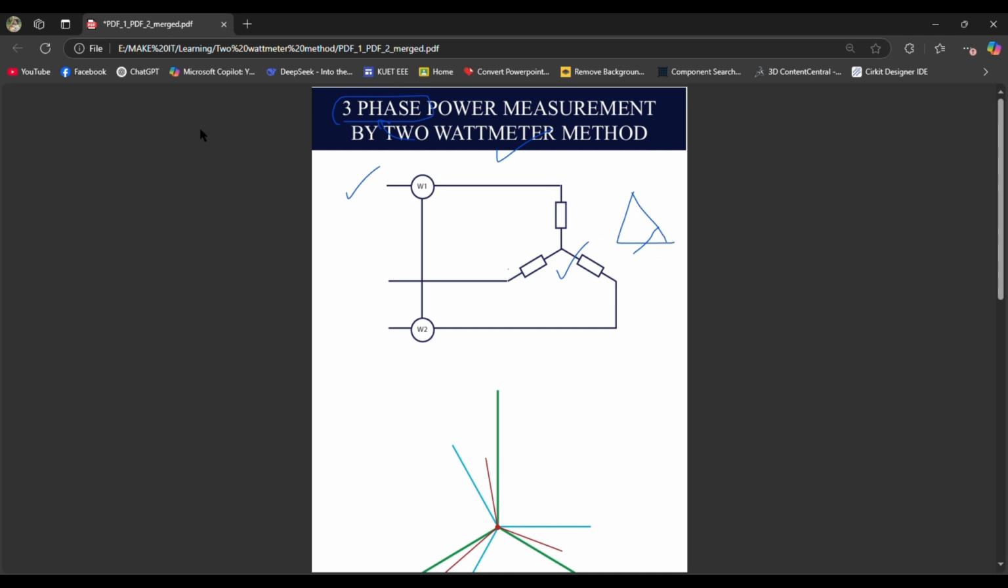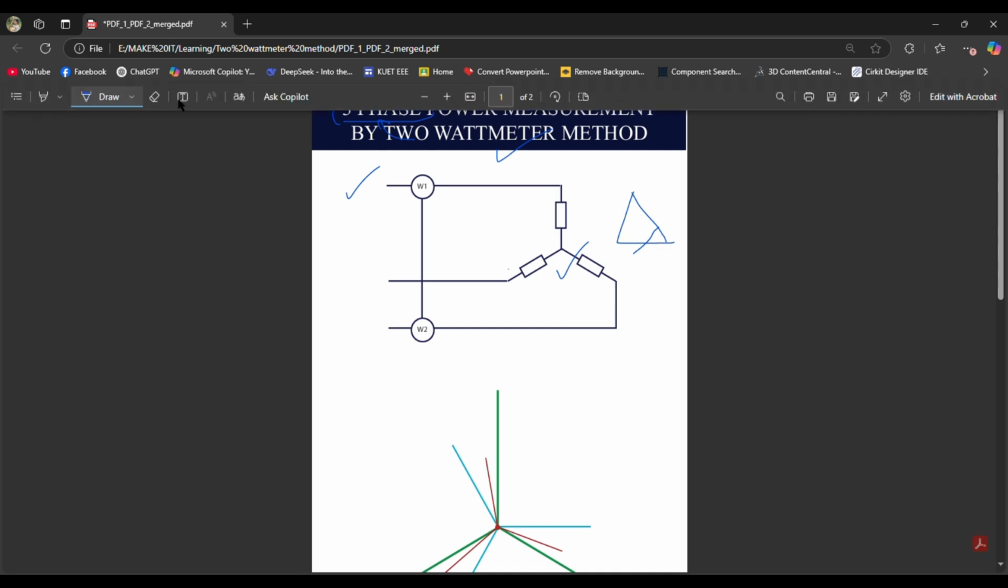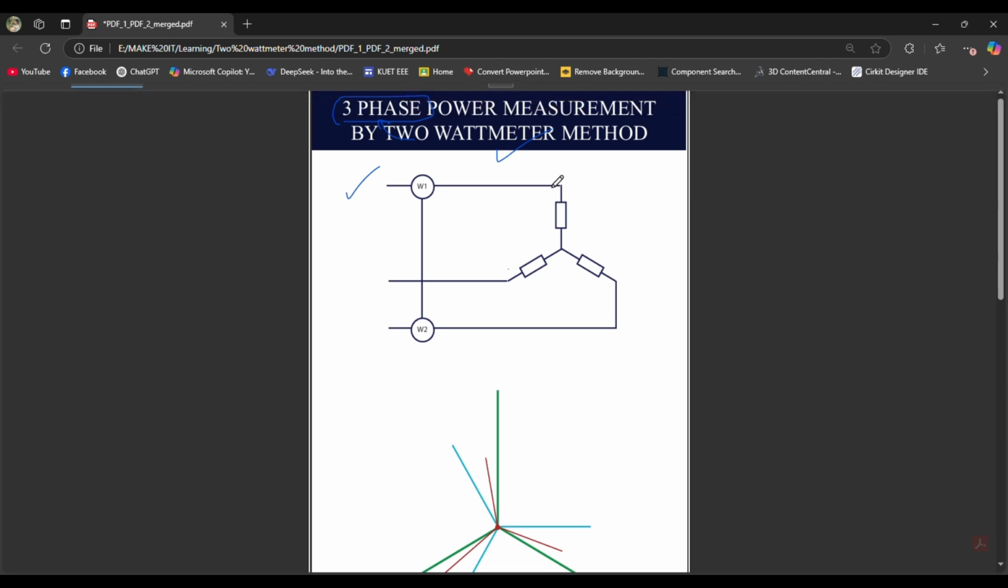Okay, so now you have a three-phase system, and you have the lines here. If I name the lines, I name them A, B and C lines. And this is the neutral line, and I think there is no work for the neutral line here. Now if I ask you to measure the power which is consumed by that three-phase system, then what will you do?